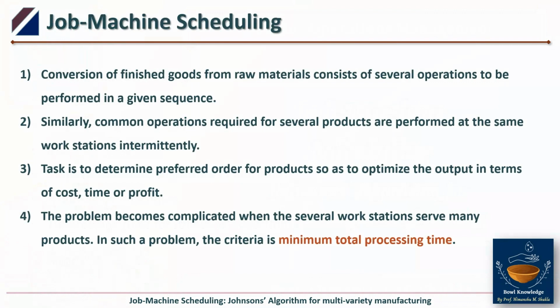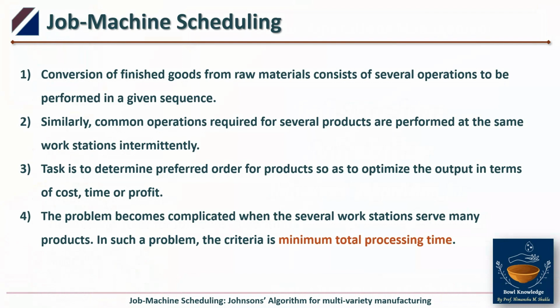Starting with job machine scheduling, the conversion of raw material into finished goods consists of several operations to be performed, that too in a given sequence. The sequence of operations here is very important. We cannot violate the sequence of operations. For example, the packaging operation must be there in the last. We cannot perform that operation first, logically also. Similarly, in the intermediate operations also, the operations are dependent on each other.